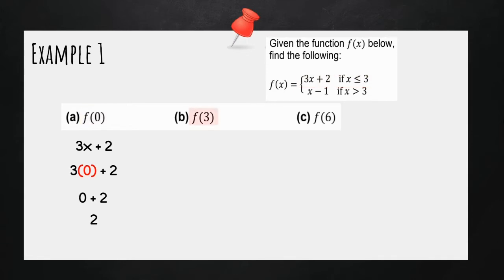Now, if I look at part B, here I have f of 3. So let's see which part of my piecewise function I need to use. Well, again, I'm looking at the very first rule because if x is less than or equal to 3, well, that fits. It's equal to 3. So again, taking that 3x plus 2, replacing that x with the 3 and doing my order of operations, my final answer is going to get me 11.